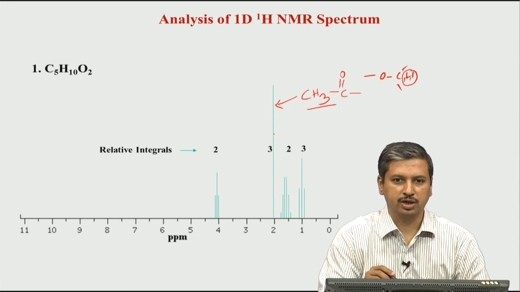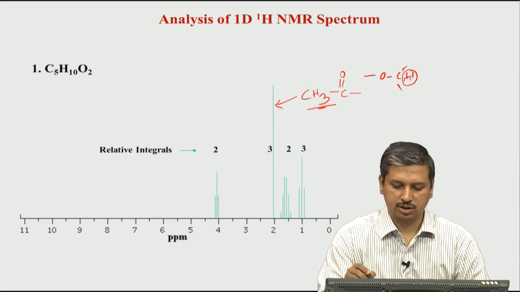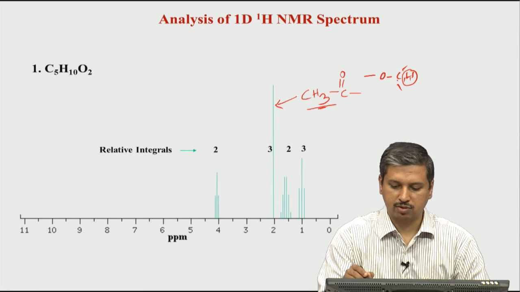it has integration 3. So, 3 corresponds to 3 hydrogens. Now, we can see that there are two things: there is this particular functional group, and there is also a CH2 CH3 here, which is shown on the right side.